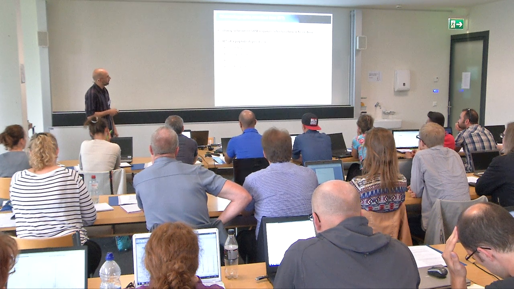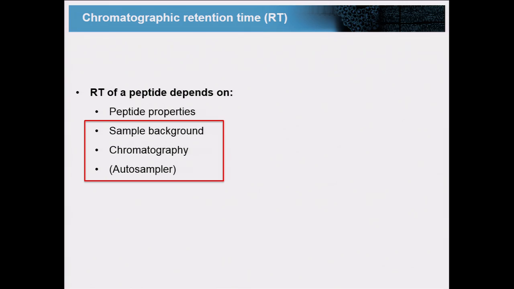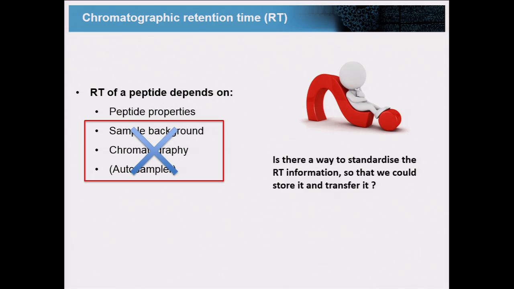So we have retention time. We say we need retention time, or we would like to have retention time, and we say that it's dependent on all of these things. Ideally, if we could eliminate this dependence on sample background, chromatography, autosampler, etc., it would be easier for us to use retention time. We would have some sort of standard. And the question is, is there a way to standardize RT information so that we could store it and transfer it? Does anybody know one of these ways?